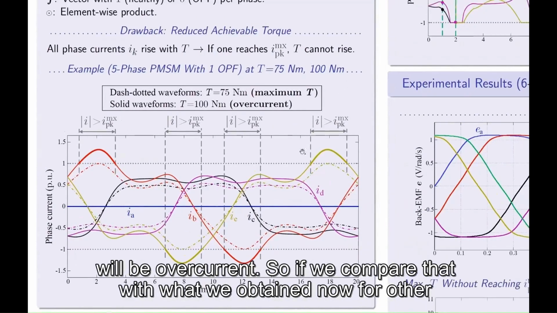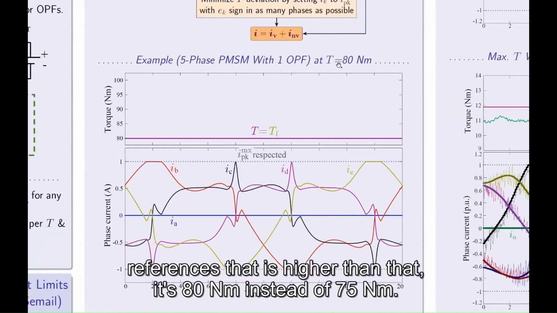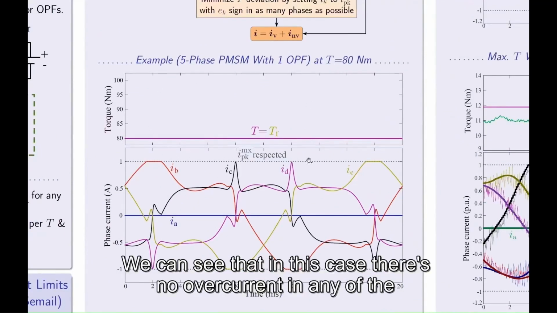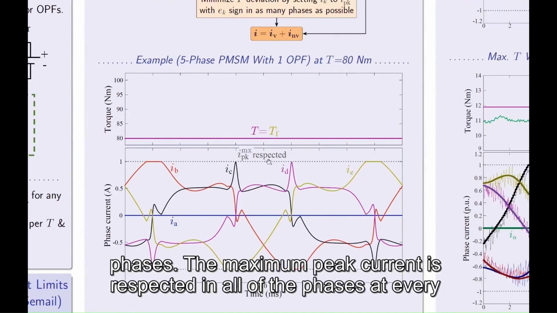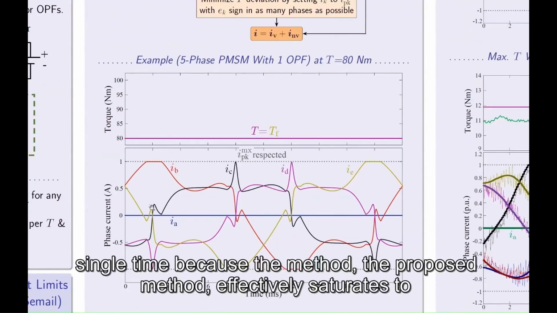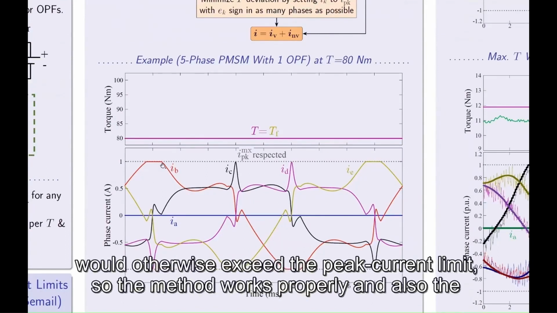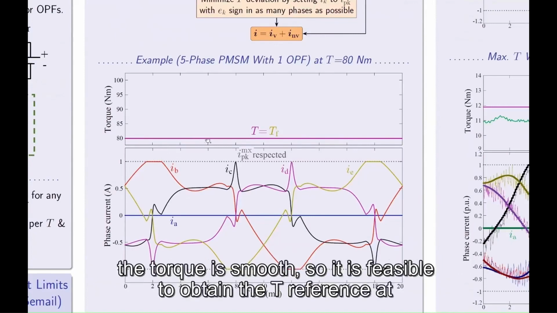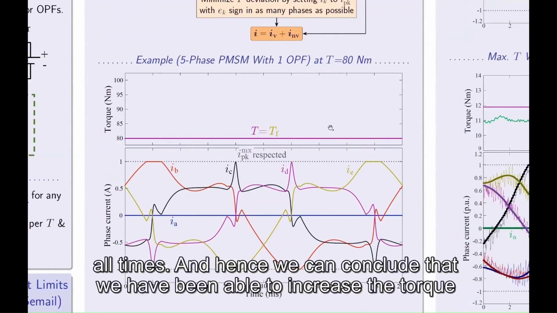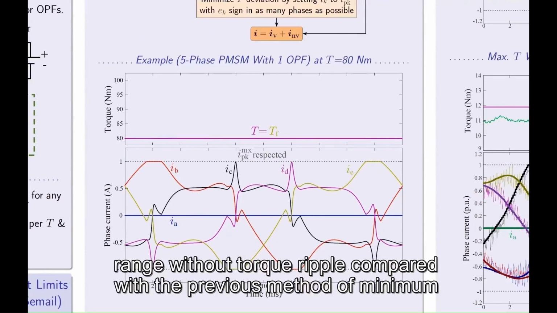If we compare that with what we obtain now for a torque reference that is higher, 80 Newton meters instead of 75 Newton meters, we can see that in this case there's no overcurrent in any of the phases. The maximum peak current is respected in all of the phases at every single time, because the proposed method effectively saturates to 1 per unit, to the maximum peak current, all the phases when they would otherwise exceed the limit. So the method works properly, and also the torque is smooth. It is feasible to obtain the torque reference at all times. Hence we can conclude that we have been able to increase the torque range without torque ripple compared with the previous method of minimal losses.